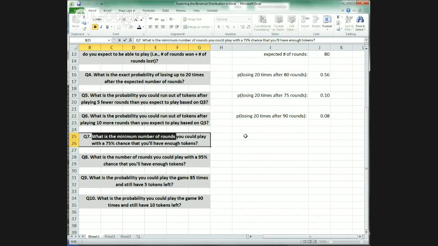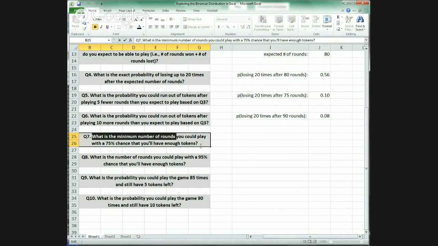So what we're being asked for, first of all, the most important thing is knowing what type of answer you even need to give. What type of answer we need to give here is going to be framed in terms of trials. It's going to be a number of trials. Okay, so that's the first thing to keep in mind. It's asking us for a number of trials, and it's specifically the number of trials that we could play where the probability is 0.75 that we'll have enough tokens.